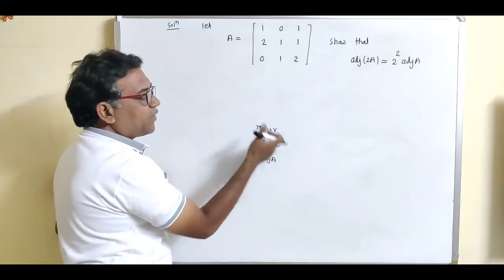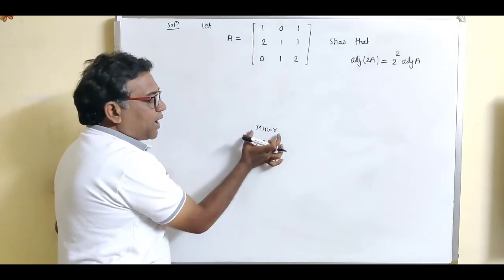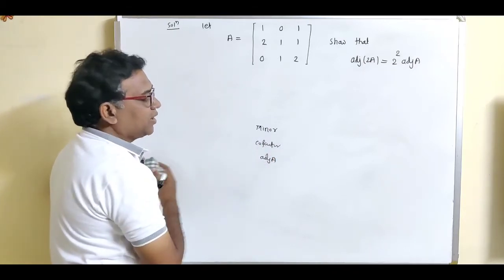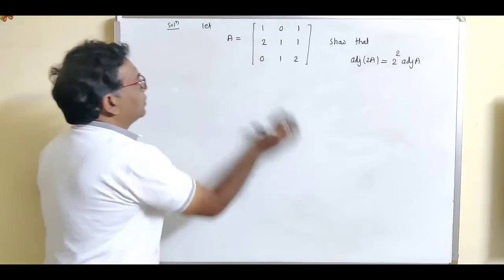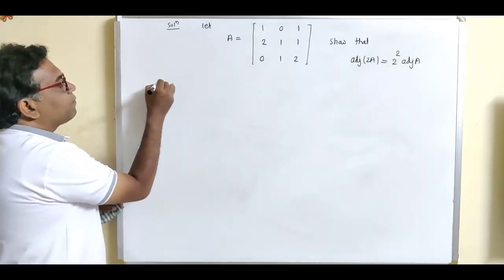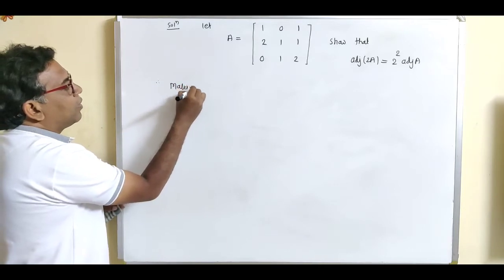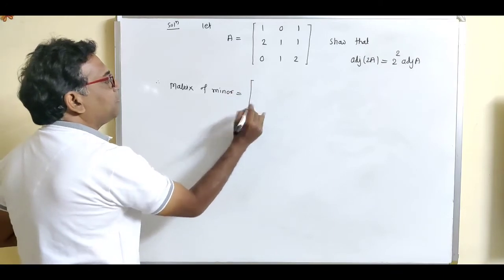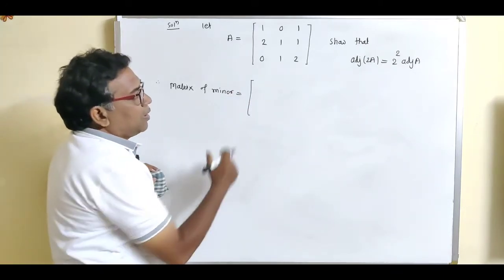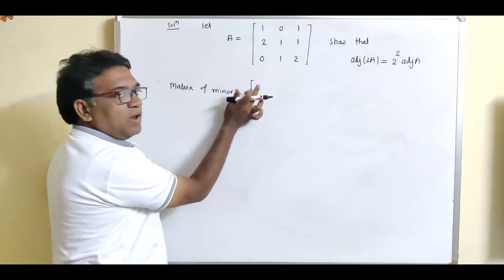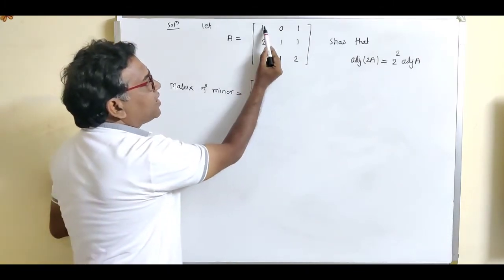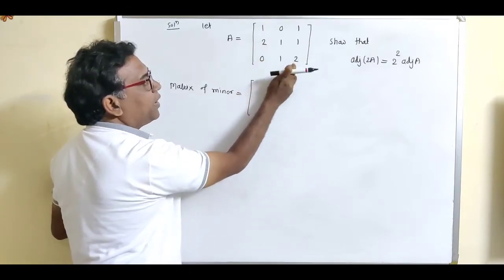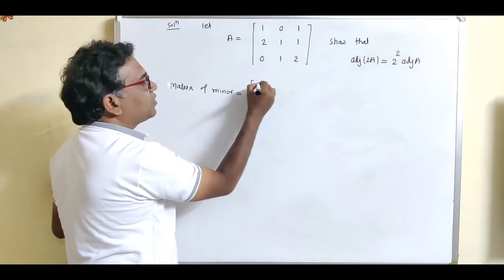From the given matrix A, find the matrix of minor. From the matrix of minor, find the matrix of cofactor, and from the matrix of cofactor we can get the adjoint of A. So write this down. Therefore, matrix of minor is equal to matrix. Now find the first minor element. For this element, delete the corresponding row and corresponding column and take the determinant of the remaining elements. 2 minus 1, so this is 1.